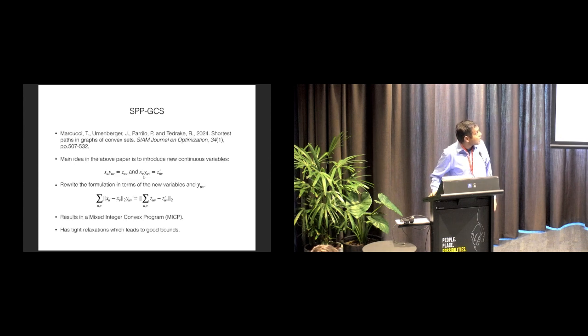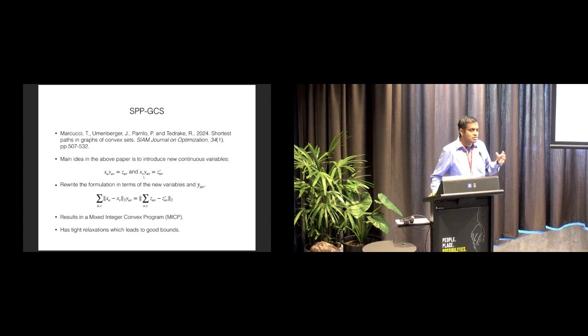Now the main idea that the folks in this paper used was to lift the problem space into a higher dimensional space. They take the product of two variables, xu times yuv, and assign it a new variable, and the other variable, xv times yuv, to another variable. Then they introduce these new variables and reformulate the problem in terms of these new variables and the discrete choice variables that you have, the discrete paths that you have.